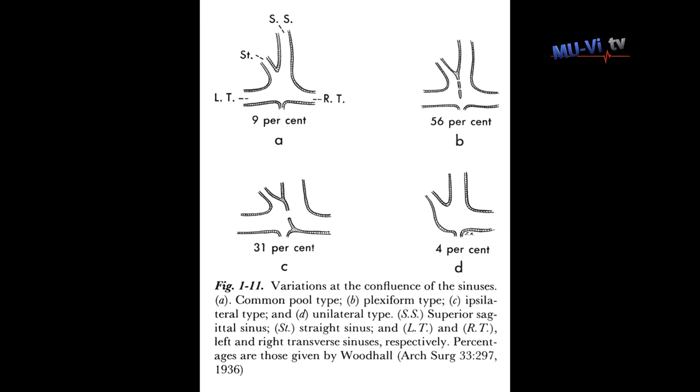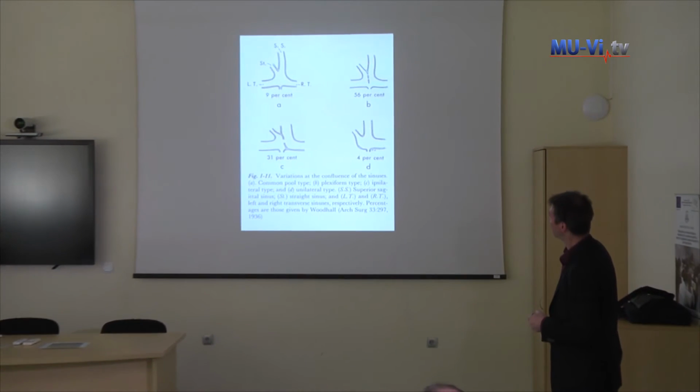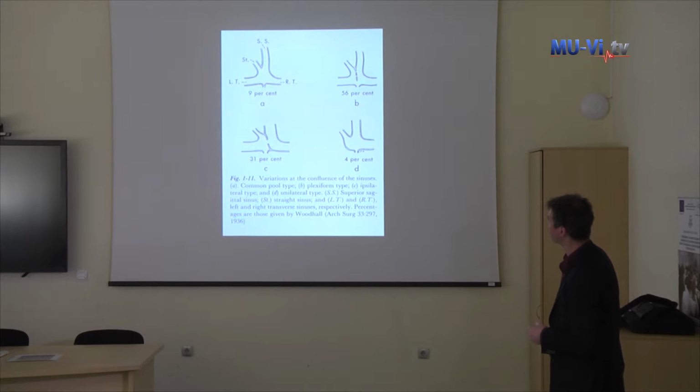And this is a very nice example, because they investigated the configuration of this common venous pool. Actually, this is the common venous pool, with the superior sagittal sinus and the straight sinus coming in, and left and right transverse sinuses leaving. But you see, it's only present in 9% of the people. In most people, there's a kind of separation, a kind of division.